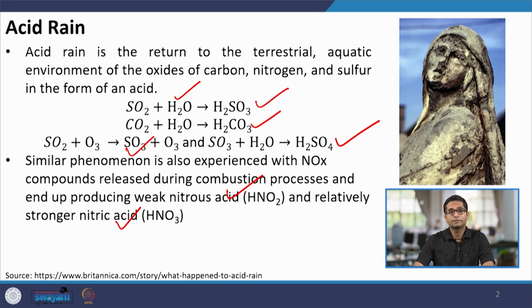Also, a major concern is that when this acid rain falls on historical monuments, it leads to spoilage. An example you can see in the figure on the right. Further, there has been an increasing concern about acid rain spoiling the Taj Mahal in India as well. So, this is having a great consequence, as the historical monuments are also affected.